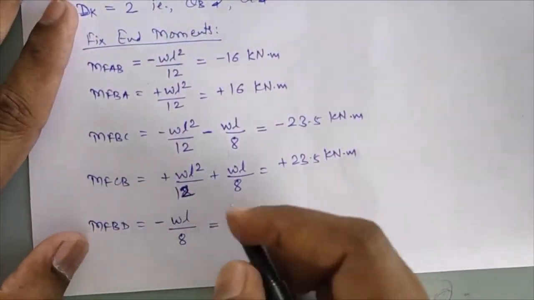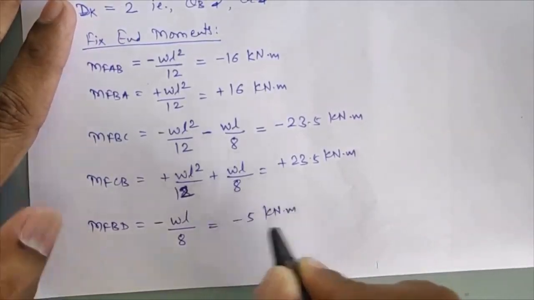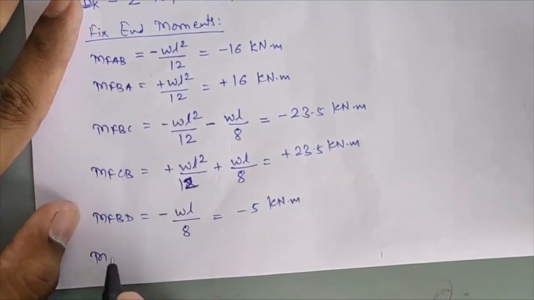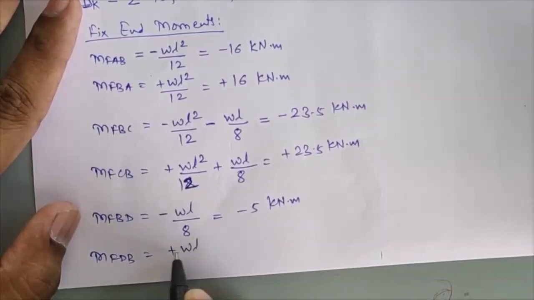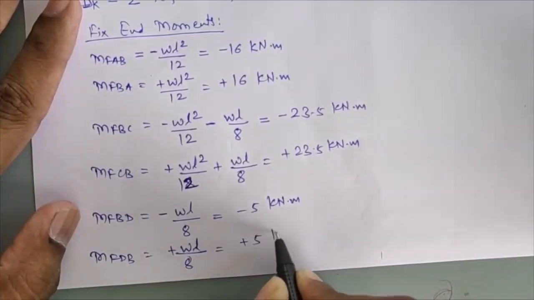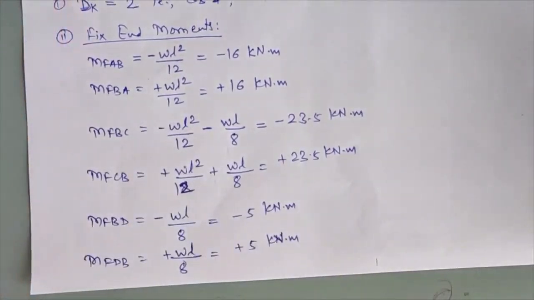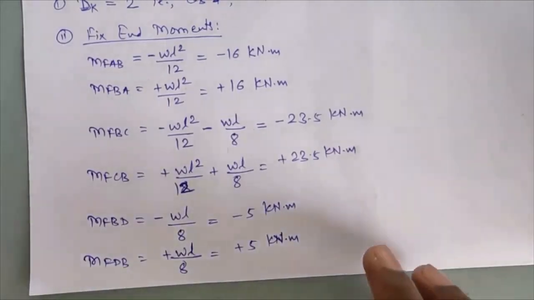So if you solve this, you will get minus 5 kilonewton meter. And the last fixed end moment will be MFDB, so that will be plus WL by 8. The restoring moment will be clockwise in nature, so you will get plus 5 kilonewton meter. Okay, so these will be our total fixed end moments. One member is added in this numerical. Now we'll move to the next step.